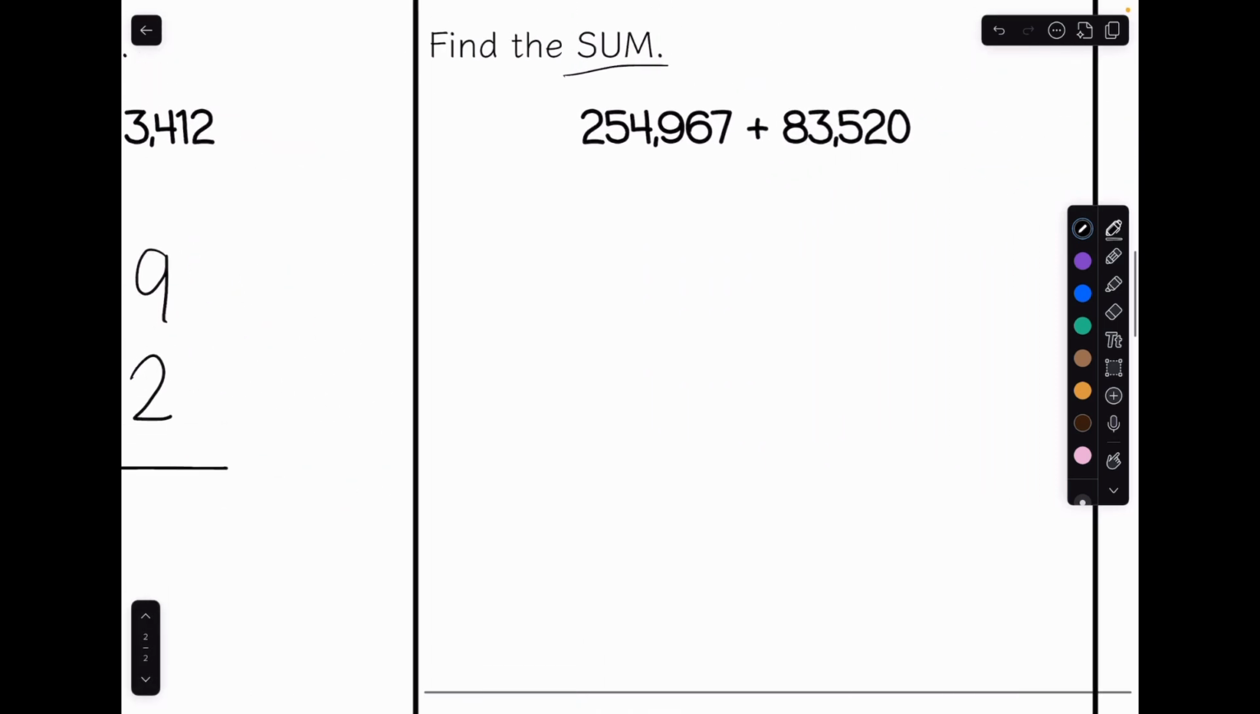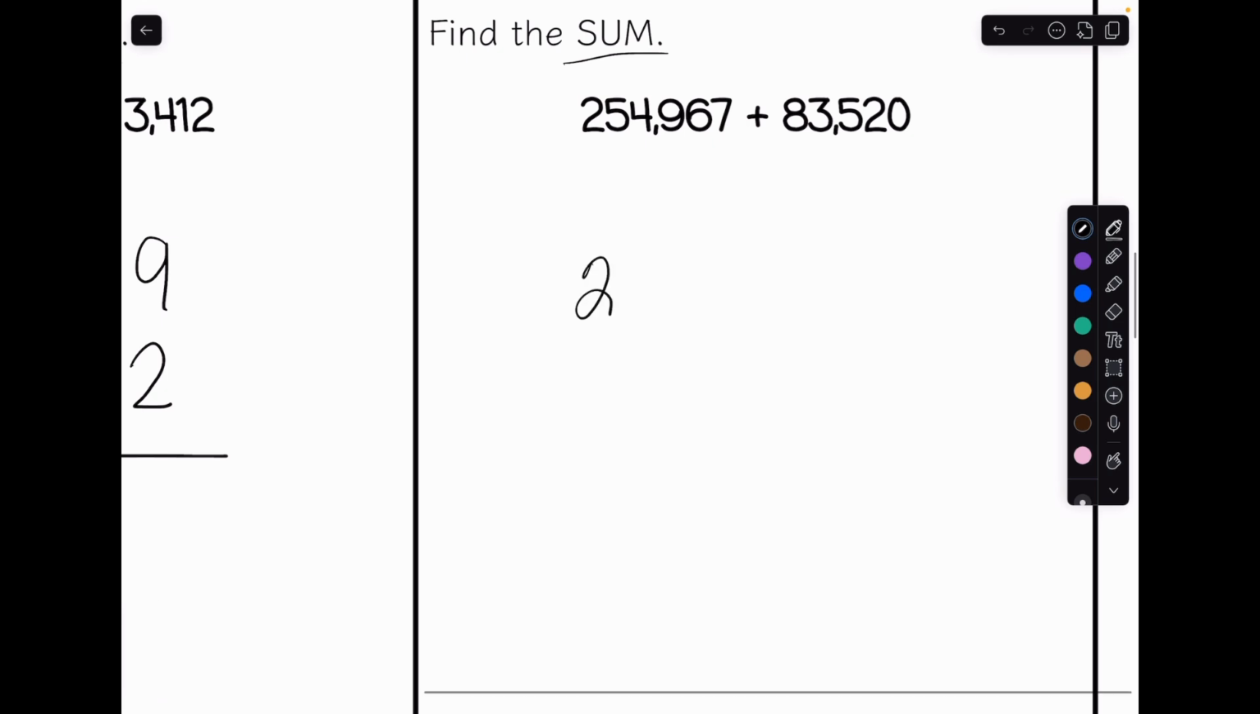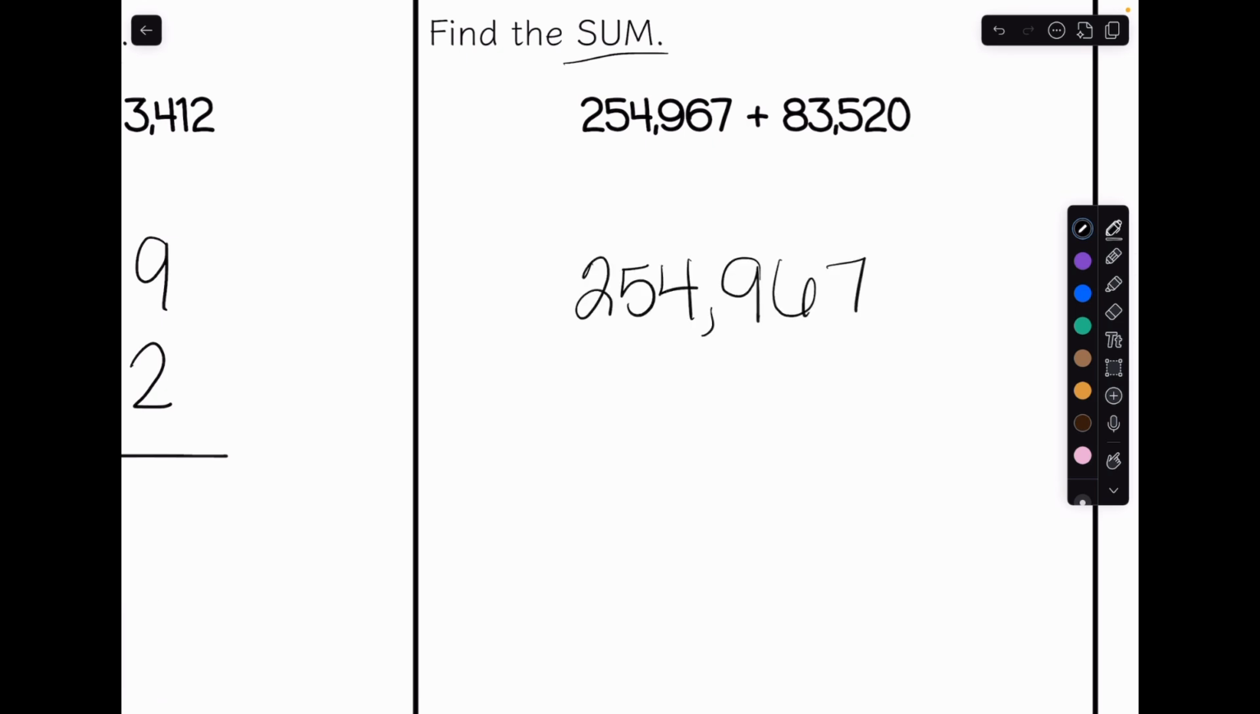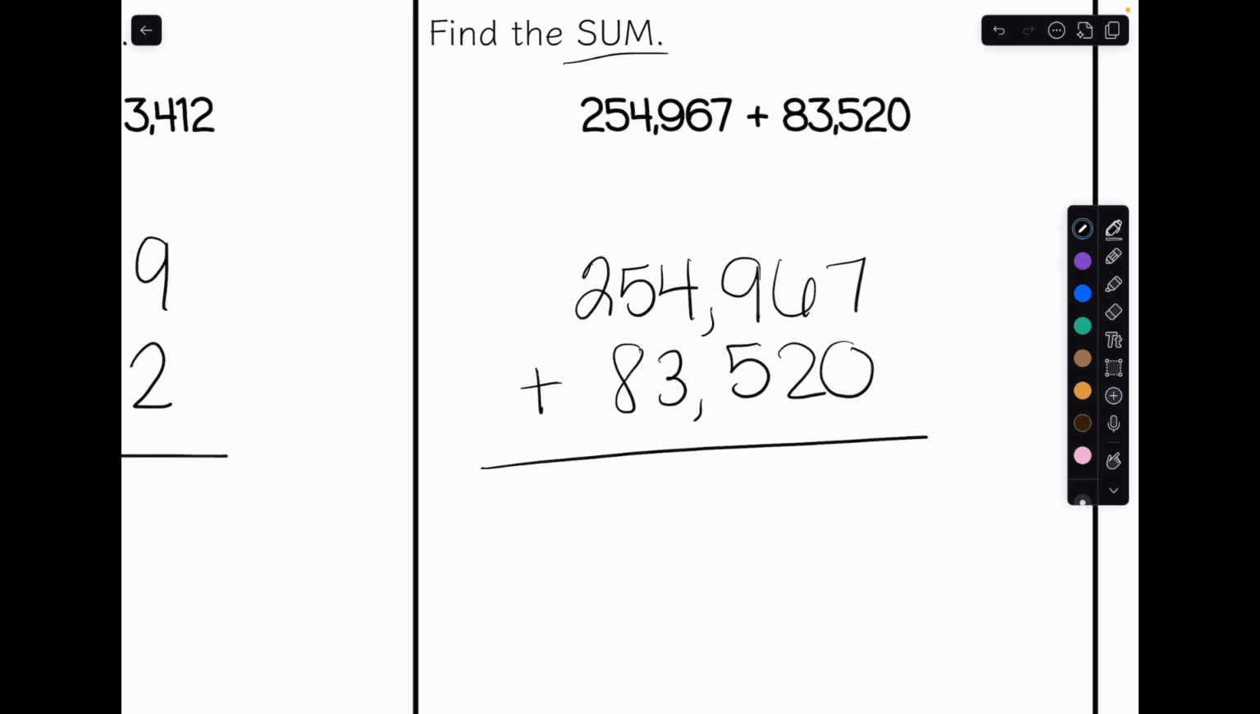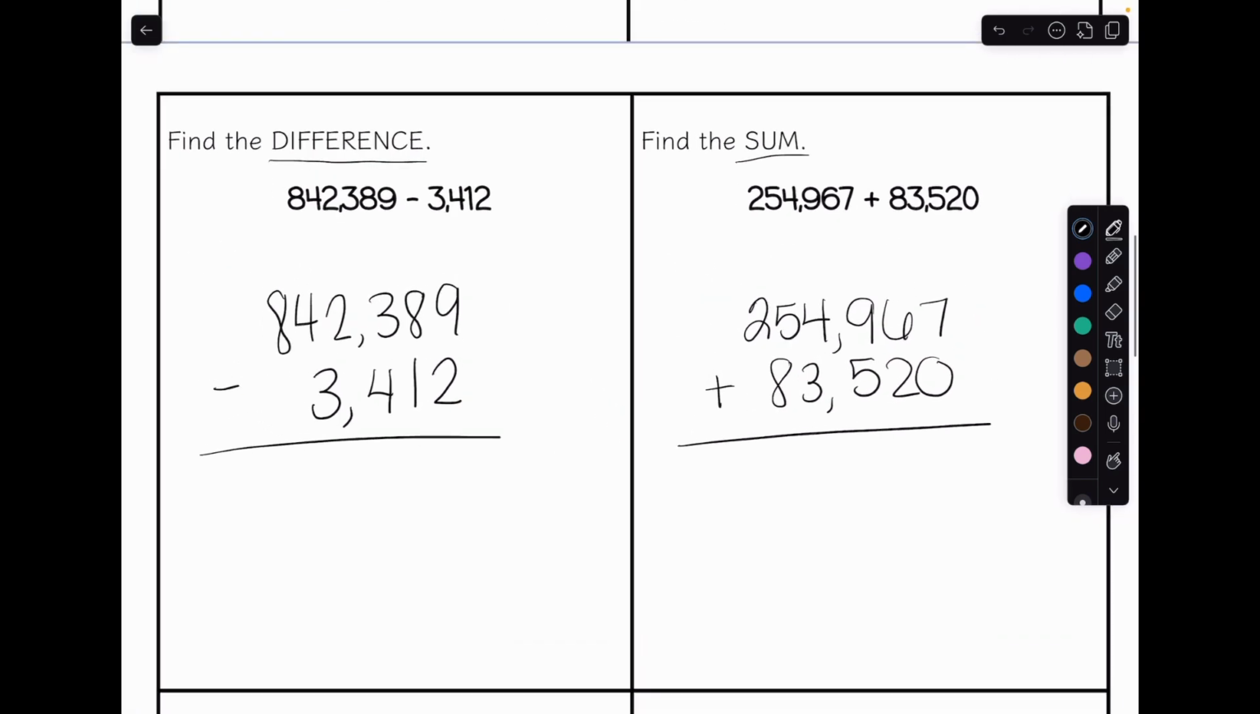Okay, even with the adding, 254,967 plus 83,520. Making sure to line those up. And here we're going to subtract for difference, and then here we're going to add for sum.